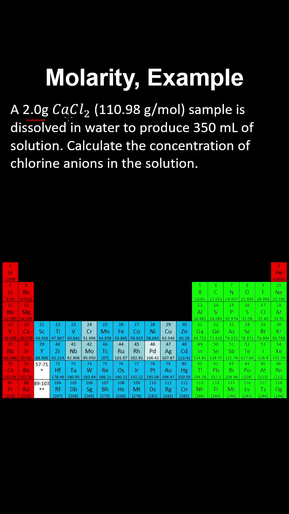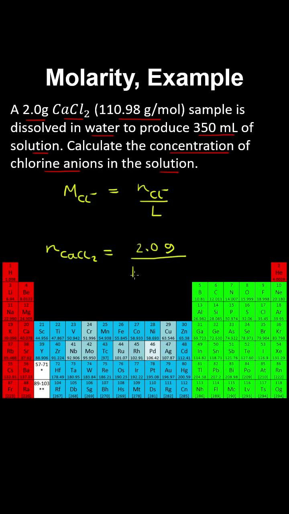A 2 gram sample of calcium chloride with the following molar mass is dissolved in water to produce 350 ml of solution. Calculate the concentration of chlorine anions in the solution. Well, the molar concentration of chlorine is the number of moles of chlorine anions over the liters of the solution. Now the number of moles of calcium chloride can be obtained by dividing the mass by the molar mass. And for every mole of calcium chloride, there are 2 moles of chlorine.